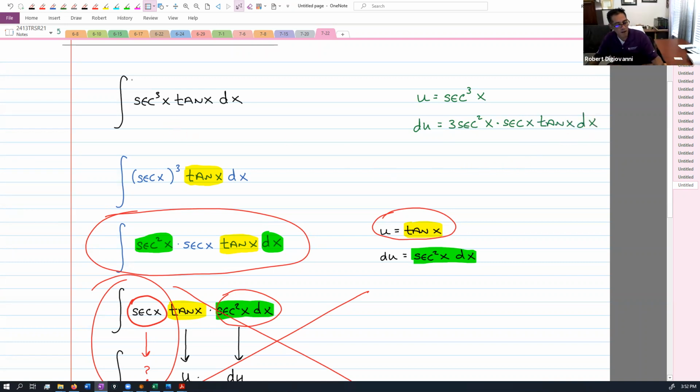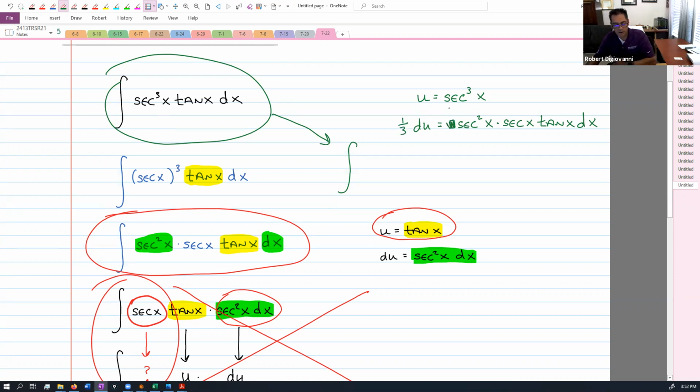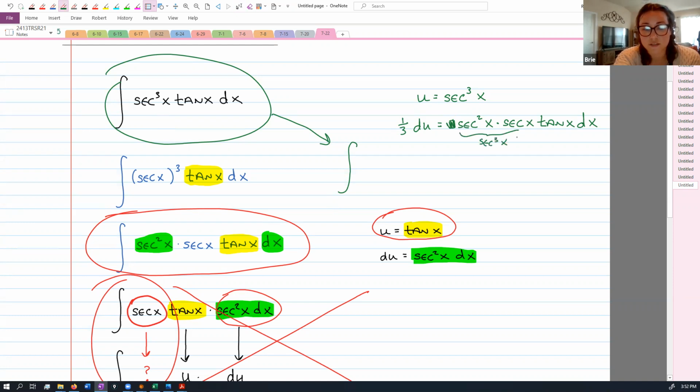But now you need to rewrite the original problem. So how would that original problem be rewritten? Well, from there, I got the 3 out and I made it 1/3 du. Okay, so 1/3, get rid of the 3. Yeah, and then I just combined. See, this is where I don't know if I did it right. I just combined secant squared x and secant x and made it secant cubed x tan x dx. So is that math correct?